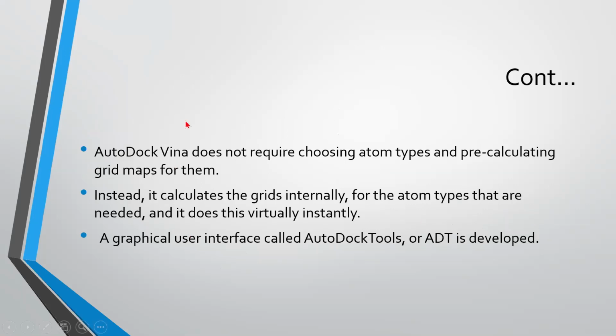The other program of AutoDock is AutoDock Vina. The difference between AutoDock and AutoDock Vina is that AutoDock Vina doesn't require any particular atom types, and it also doesn't require the pre-calculating of the grids, which is required in the case of AutoDock. Instead, AutoDock Vina calculates the grids internally for the atom types that are required, and it does the docking operation virtually instantly.